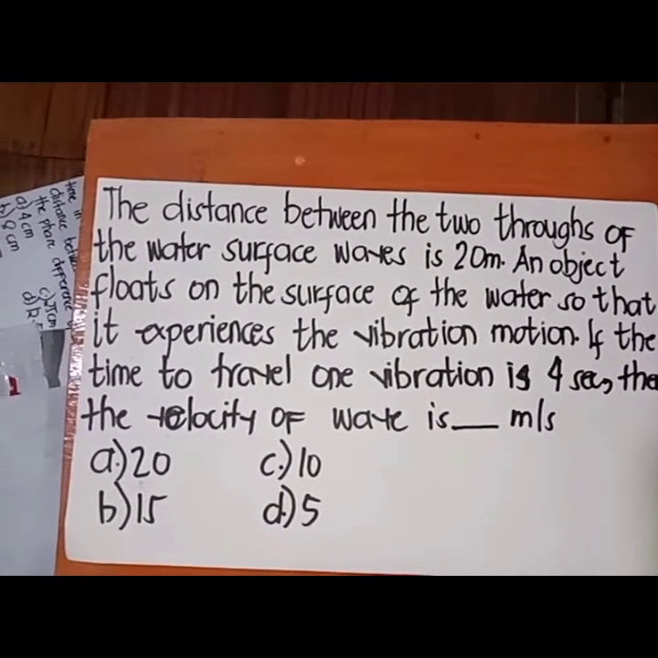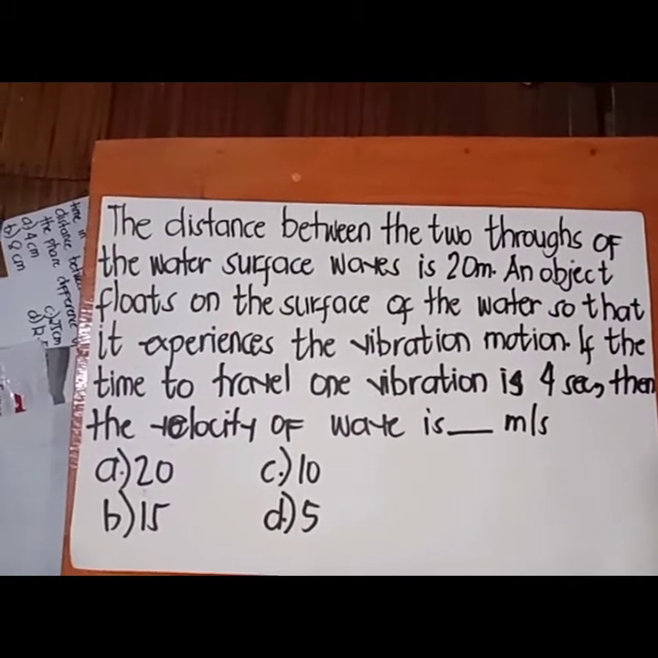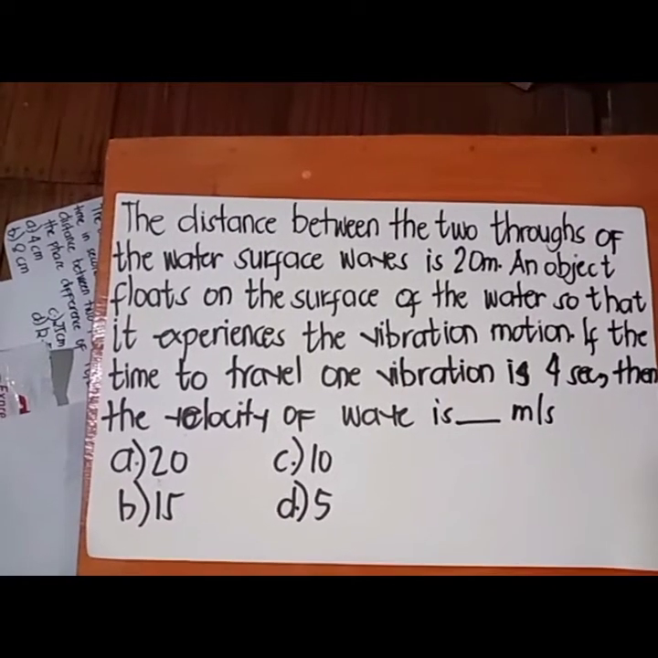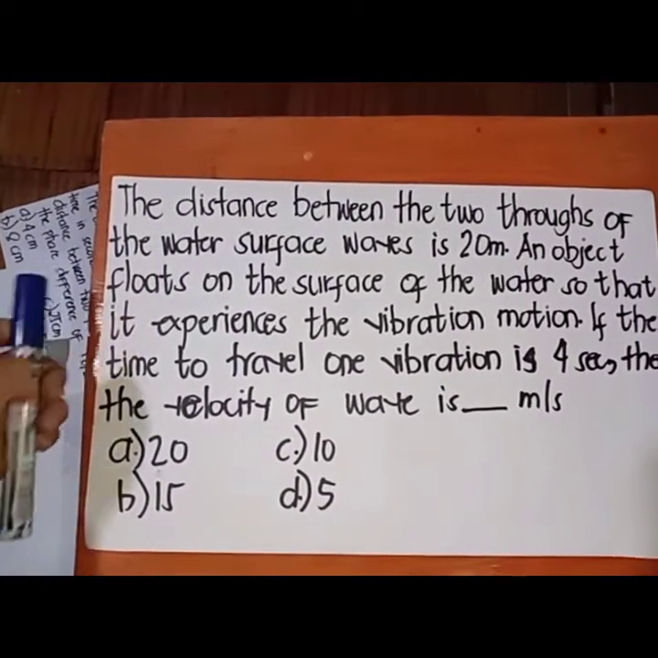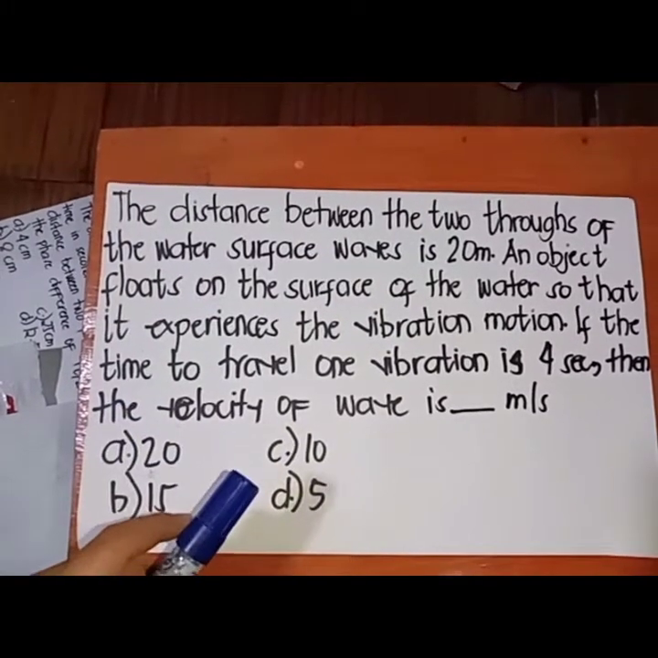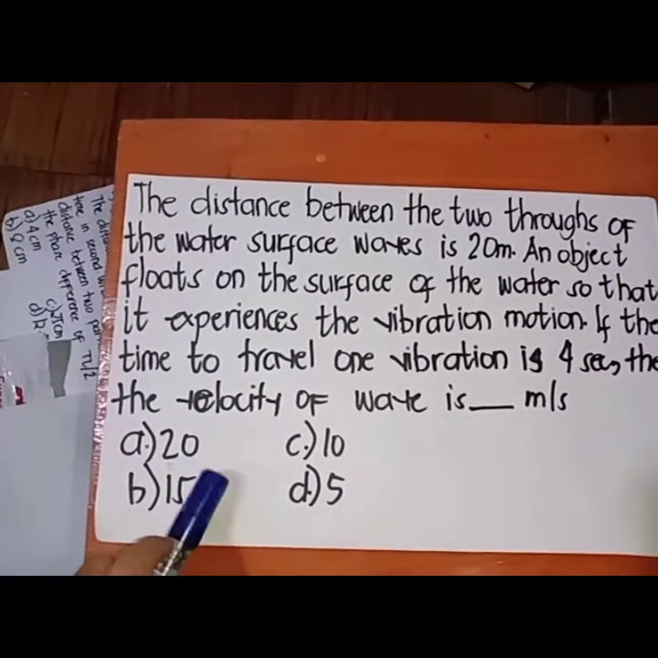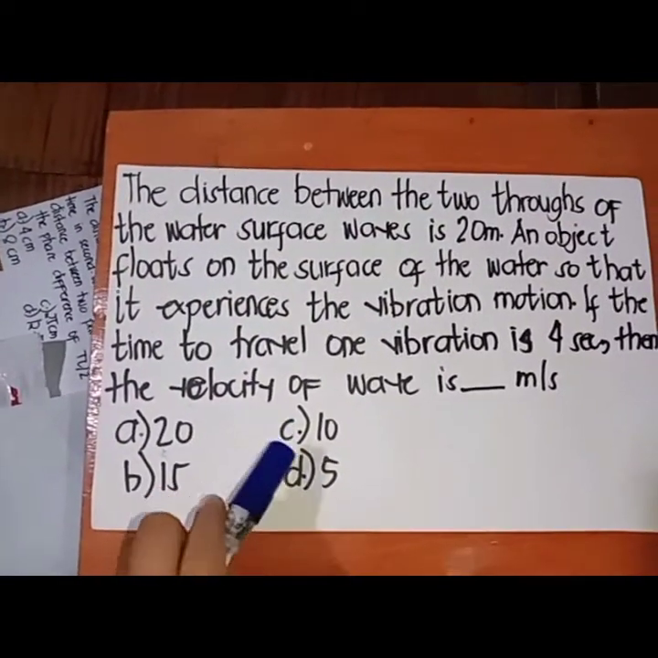Now, let us answer some problems with regards to wave motion. So, let's get a bond paper and marker. Our first problem is that the distance between the two troughs of the water surface waves is 20 meters. An object floats on the surface of the water so that it experiences the vibration motion. If the time to travel one vibration is 4 seconds, then the velocity of the wave is blank meters per second. A, 20; B, 15; C, 10; D, 5.